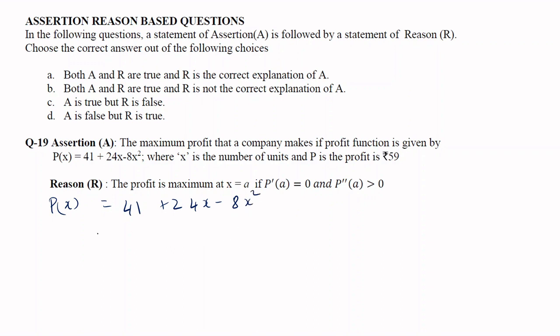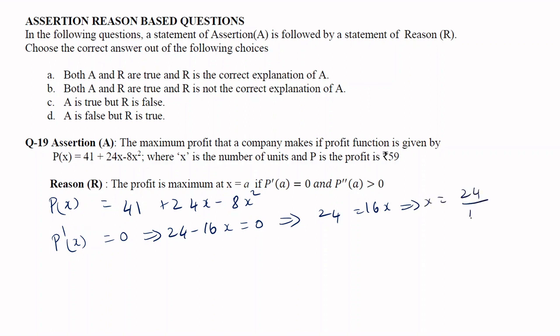So to find the maximum profit, first we have to find the critical points. The critical points are calculated as the first derivative of the profit function is equal to 0. So P dash of x equal to 0 implies 24 minus 16x equal to 0, which implies 24 equal to 16x, or x equal to 24 by 16. This is 3 by 2, so x is 3 by 2.